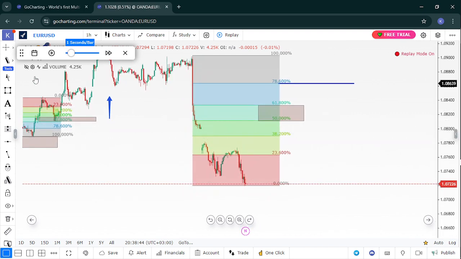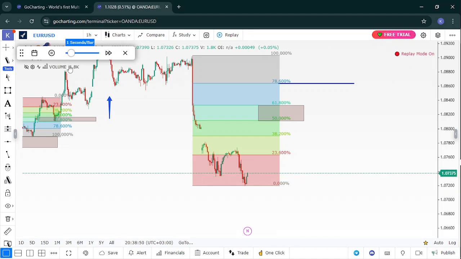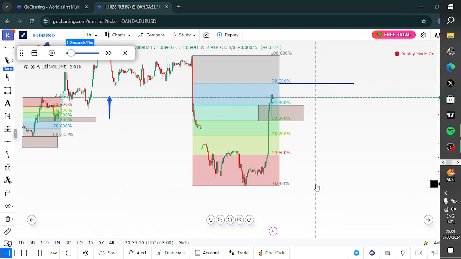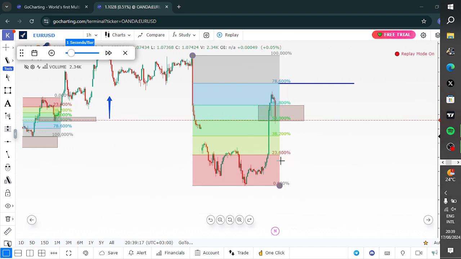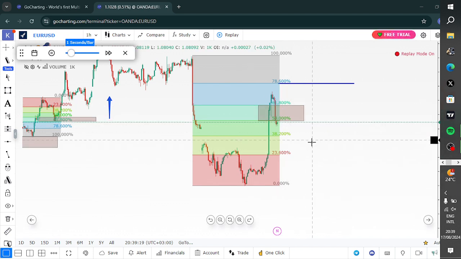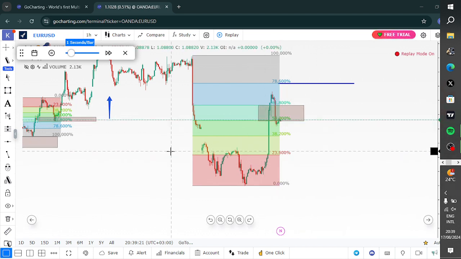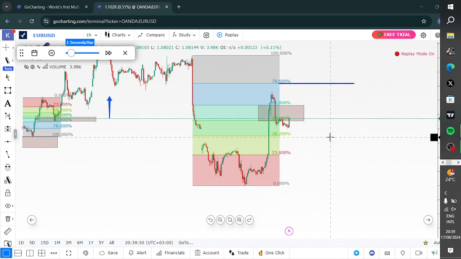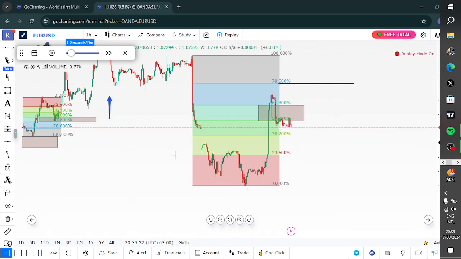So let us check what the market will do. Guys, so you have seen what the market has done. So there is high probability the price comes back to 50 and 61%, and once you place your stop loss at 78, then you will be at a safer place.